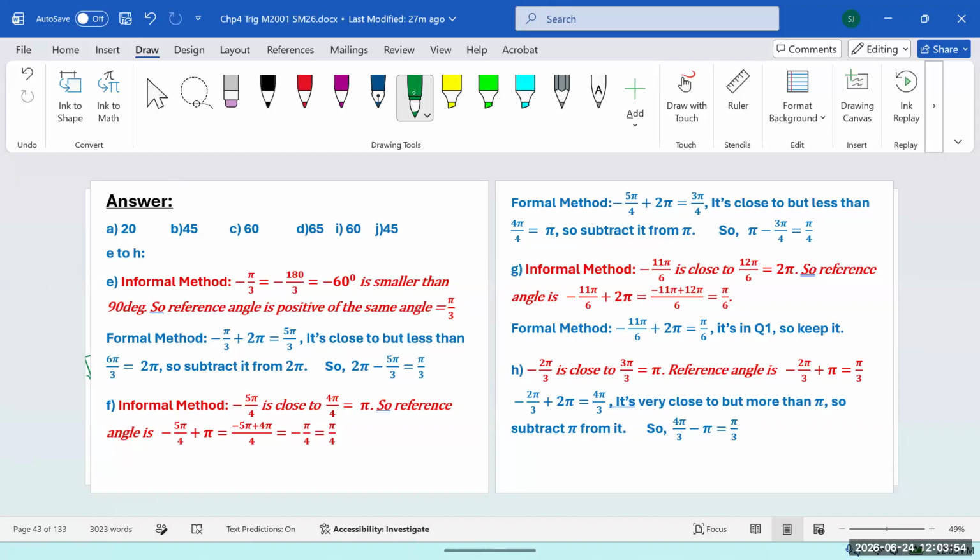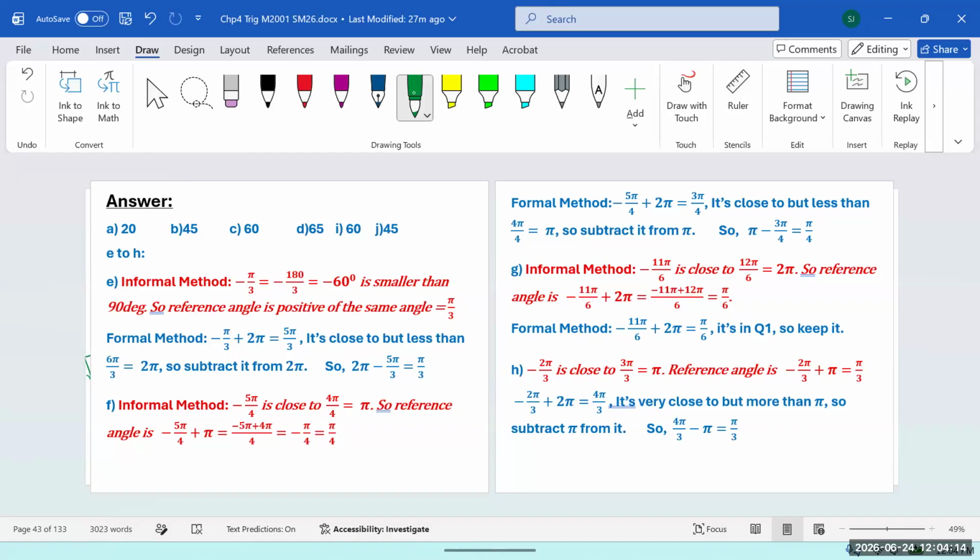Okay, for the next one, we have 11 pi over 6. Now 11 over 6, is it close to 1 or close to 2? Close to 2, it's close to 12 over 6. Right? 11 over 6 is close to 12 over 6. 12 over 6 is 2.